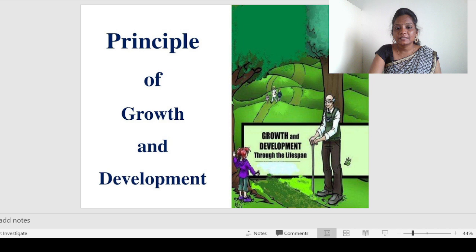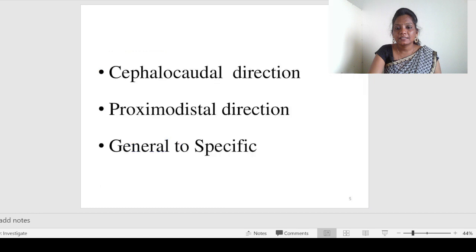So here when we see the growth and development, the first important principle is that it is always in the cephalocaudal direction, meaning from head to tail. The growth and development will not take place from the tail to the head. It takes place from the head to the tail. If you see some images of a baby inside the womb, first the head will be formed and then the tail and the legs will be formed.